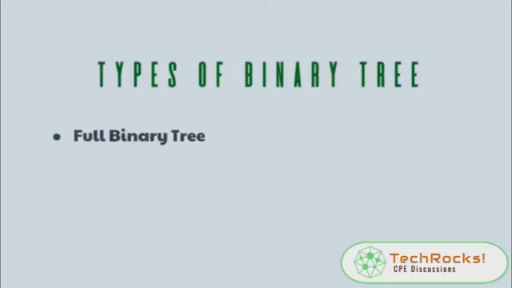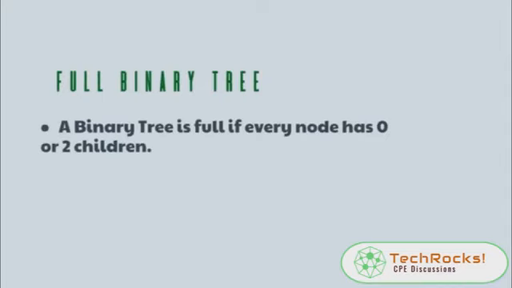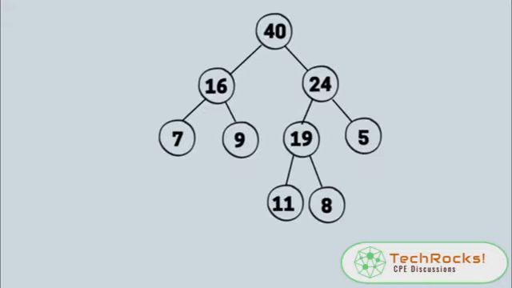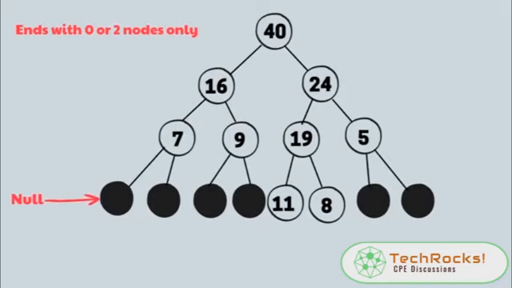Full binary tree, complete binary tree, and perfect binary tree. Full binary tree. A binary tree is full if every node has 0 or 2 children. For better understanding, let's take a look at this. This is a full binary tree. This ends with 0 or null and 2 children. This means that every node's child is filled with its full capacity.